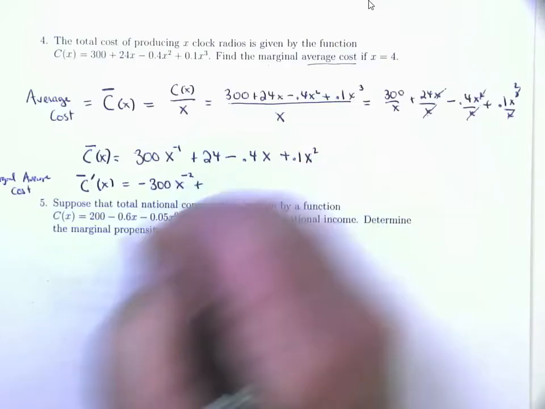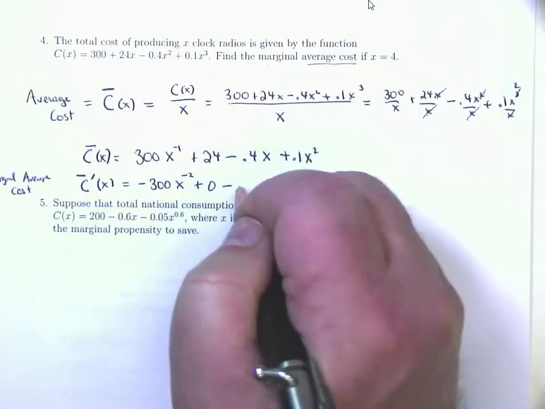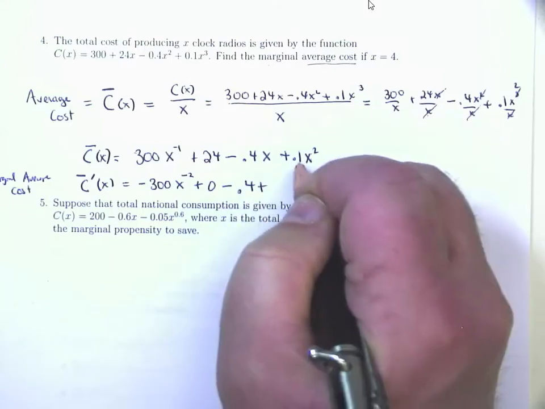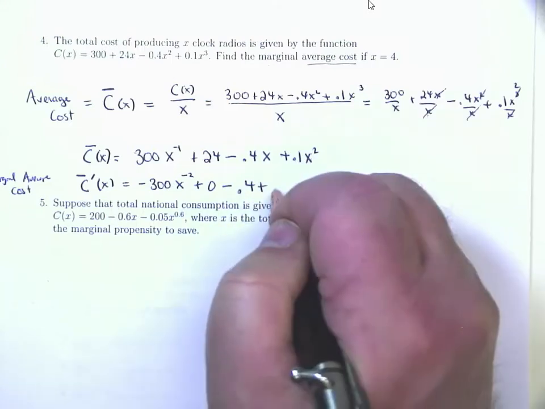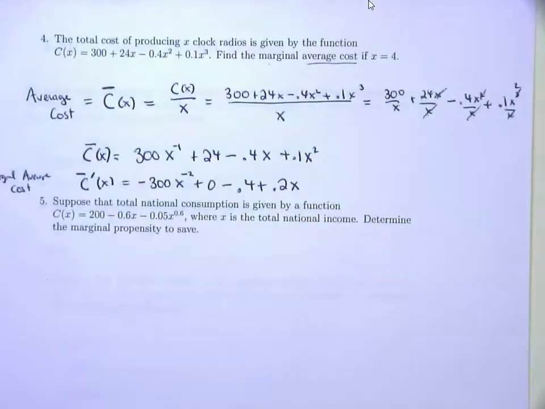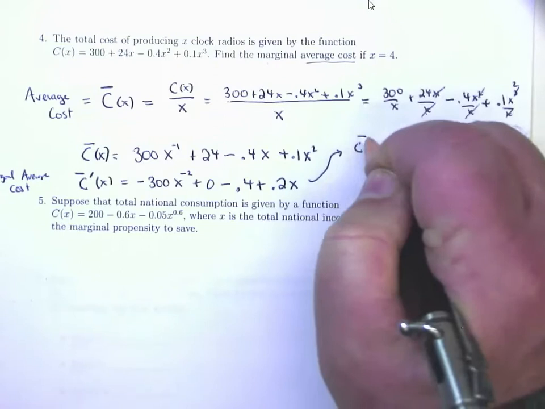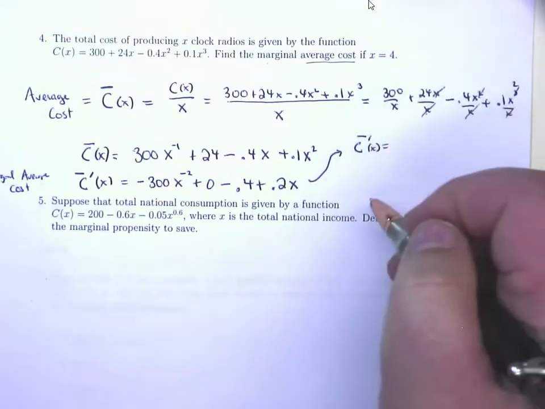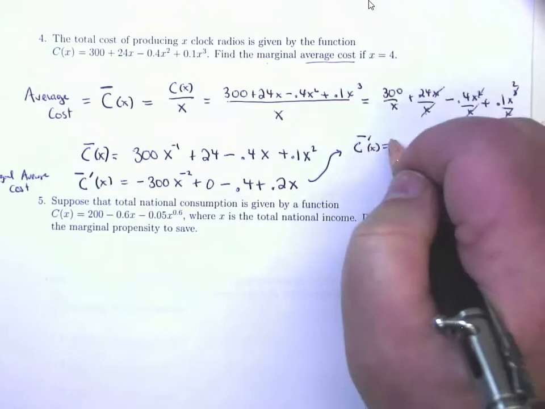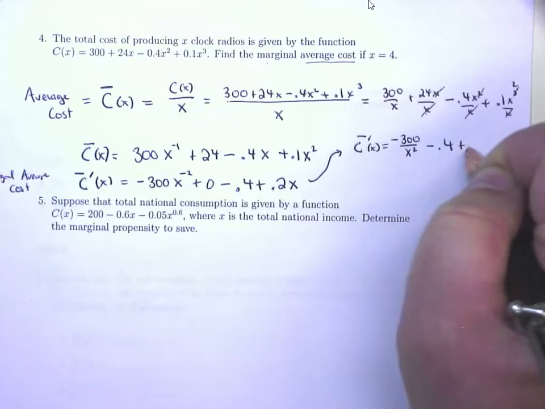Plus, what's the derivative of 24? This is for your benefit. 0. Minus, what's the derivative of 0.4x? 0.4. Plus, what's the derivative of 0.1x squared? 2 times 0.1 is 0.2x. Does that make sense? The derivative of x squared is 2x. 2 times 0.1 is 0.2x. I'm going to clean this up just to make it look good. So c bar prime of x, the marginal average cost equation, and the negative exponent goes back where it came from. This will be negative 300 over x squared minus 0.4 plus 0.2x.